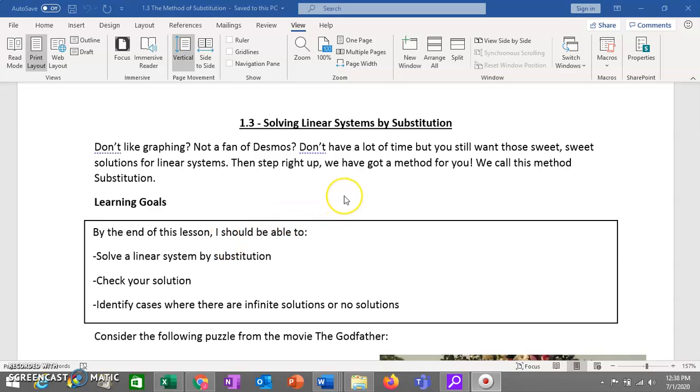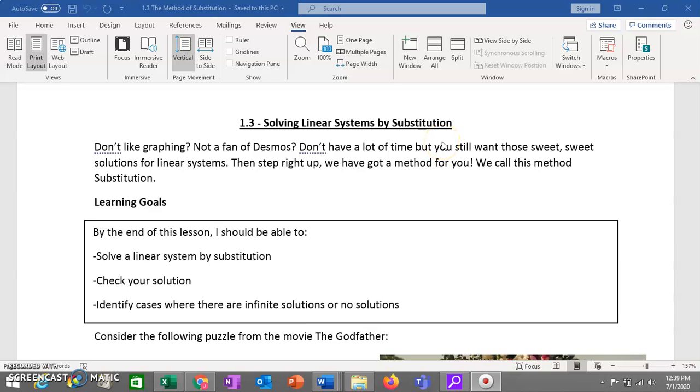Hi everyone. So in this lesson, we're going to be doing 1.3. So that's Unit 1, Lesson 3, Solving Linear Systems by Substitution. So this is another way that you can find either one solution, no solution, or infinite solutions to a linear system. So you can do that by graphing, which we did last time.